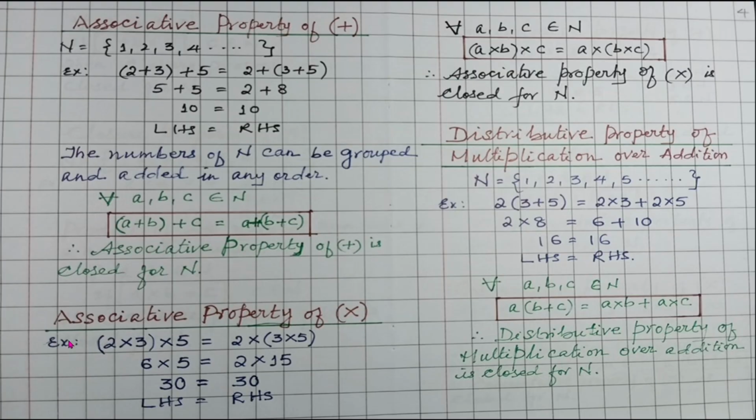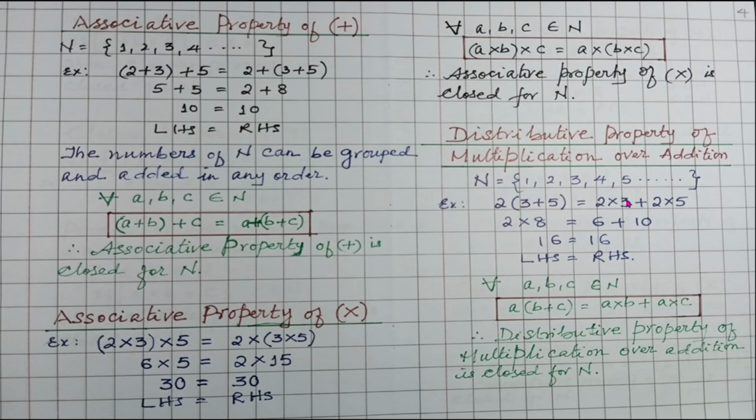Now, let us understand the next property, that is the associative property of multiplication. 2 into 3, if I multiply, I get 6. When I multiply again by 5, we get 30. If I multiply 3 into 5, I get 15. When I multiply by 2, I get 30. LHS is equal to RHS. That means for all a, b, c belonging to N, (a into b) into c is equal to a into (b into c). Therefore, the associative property of multiplication is also closed for the set of natural numbers.